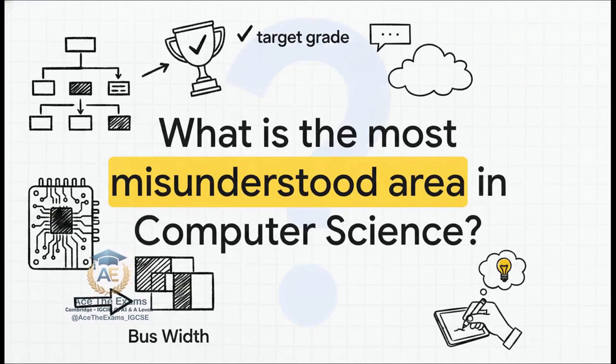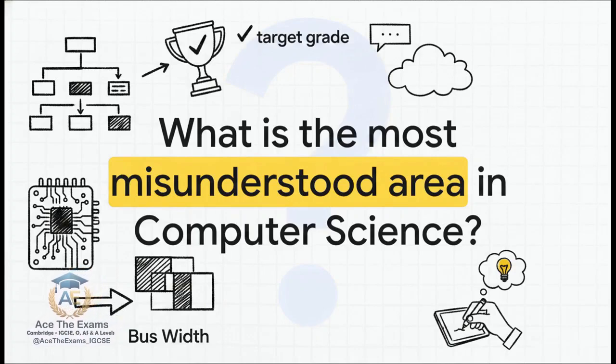Students who implement these computer science strategies see an average improvement of 2 grade boundaries, but only if they practice consistently with our weekly explainer sessions.